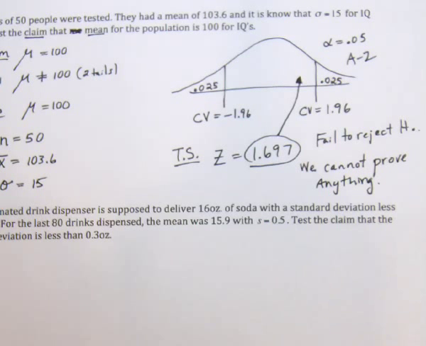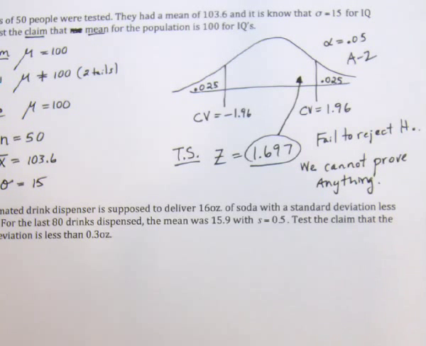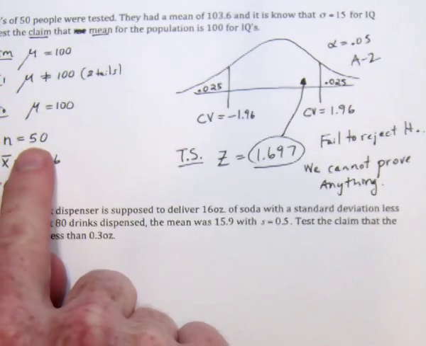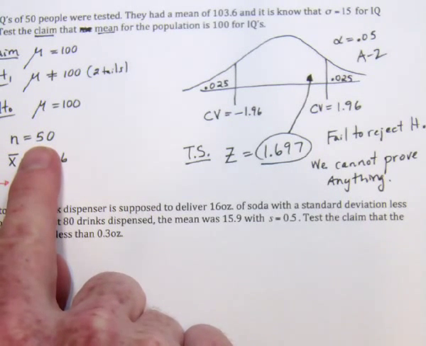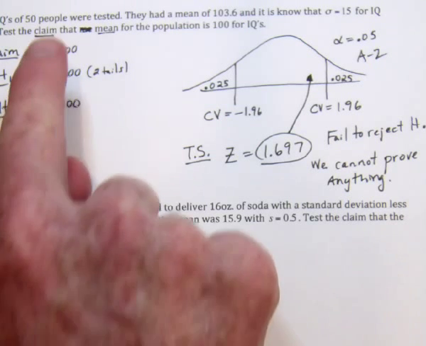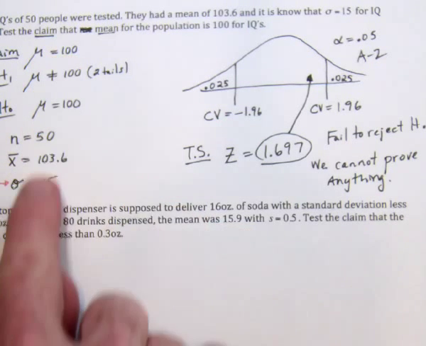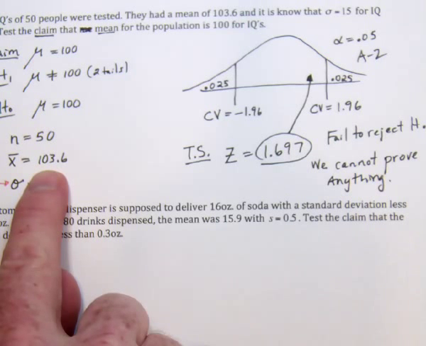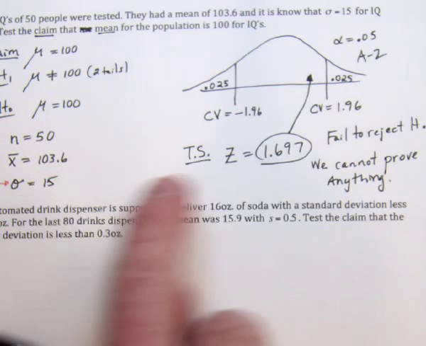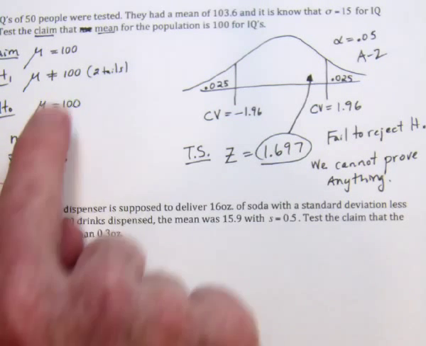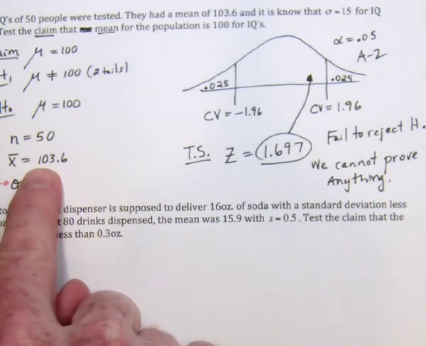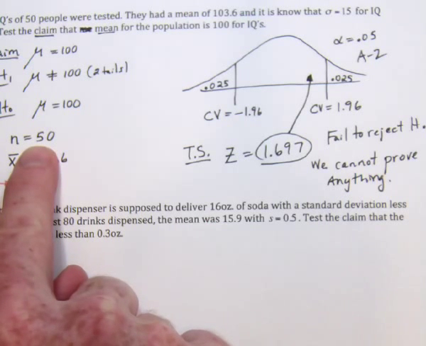And this, not being able to prove anything, basically happens for two main reasons. One is the sample size was not big enough. So perhaps it was that 50 is not enough people. Or it could be that the difference between what the claim is and the 103.6 just isn't that big of a difference. That's basically what this is saying, that there really isn't that big of a difference between these two if you're going to base it off of just 50 people.